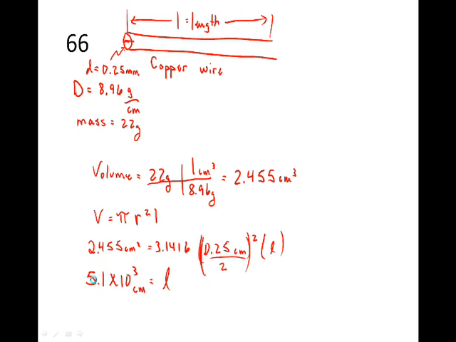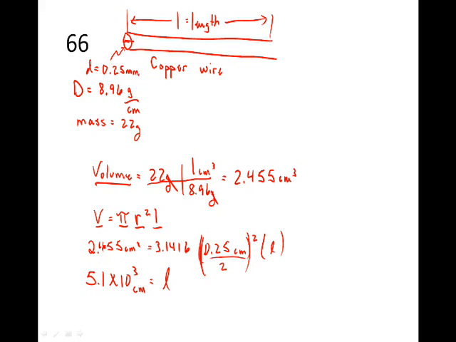Number 66, we're looking for the length of this copper wire. We know the diameter of the copper wire, we know the density of the copper wire, and we know its mass. That's the data we're given. Of course, we can easily calculate the volume using the mass and the density, and making sure our dimensional analysis works to give us centimeters cubed. We know now this volume, we know pi, of course, we know the radius, so we can find the length of this wire. That's the formula for finding the volume of a cylinder.